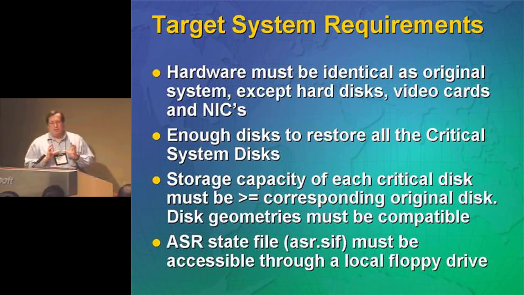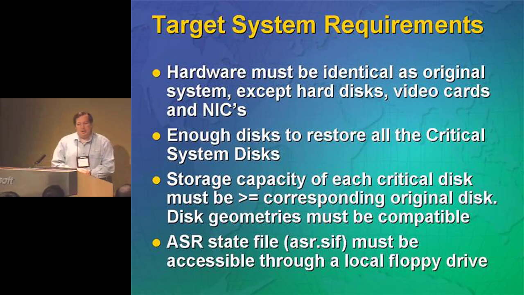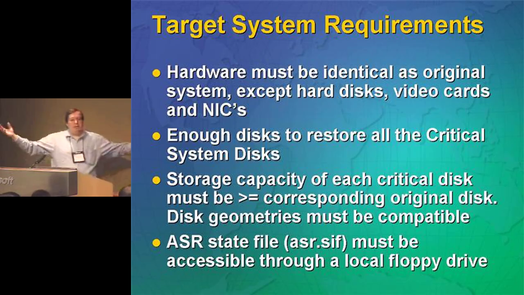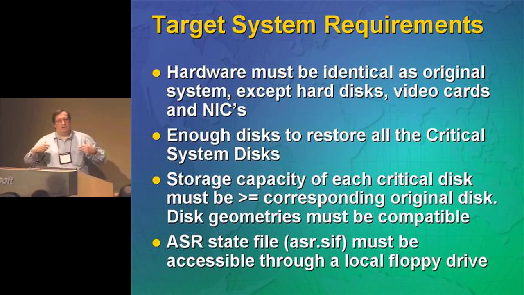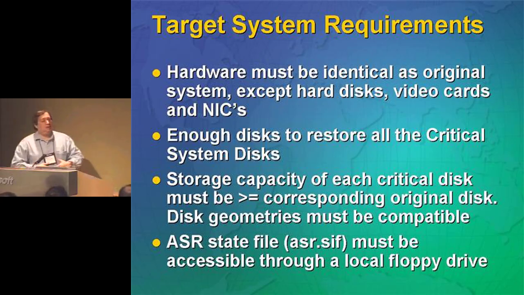It's restoring back to the spindles that originally were there, to the volumes that were originally there. So if you can't recreate all your volumes, the backup application is going to get confused and not know where to put the data. So you have to have the same number of spindles, the same number of volumes. However, they can be as big as you want. You can replace your 10 15 gig drives with 10 150 gig drives. That'll work fine. In fact, we'll even extend the volume out for you.